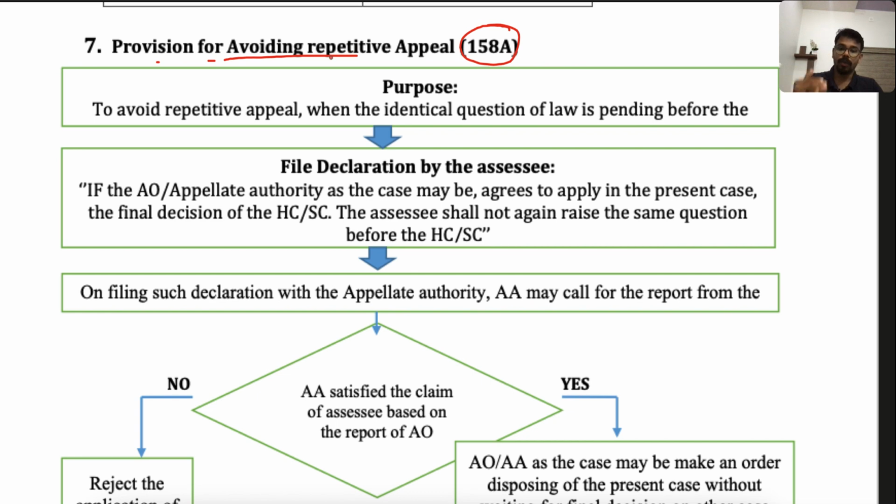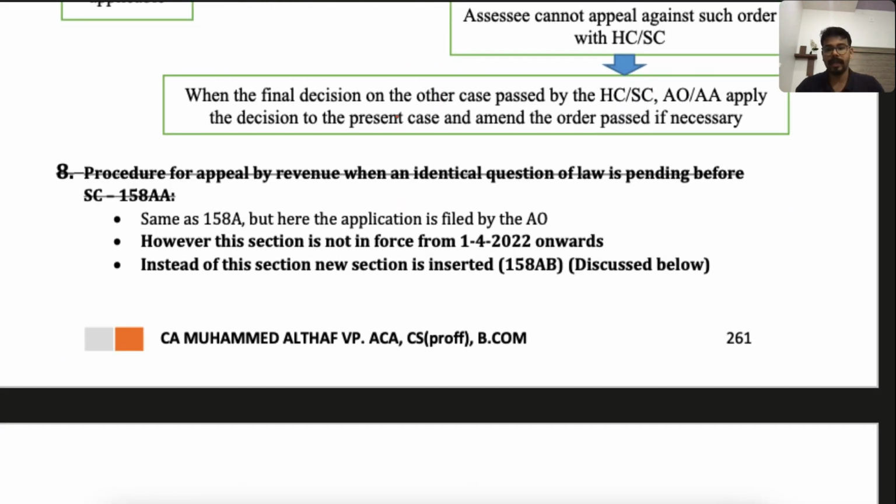you already have a case pending with the High Court or Supreme Court, and exactly the same issue is arising again. So the assessing officer is going to pass the order in the same way, but the previous case is already pending in the High Court or Supreme Court. So the assessing officer will wait till the order is passed by the High Court, right? So that is 158A. Now the department has actually removed that 158A.